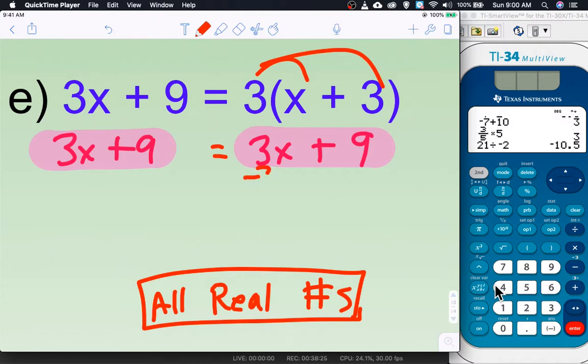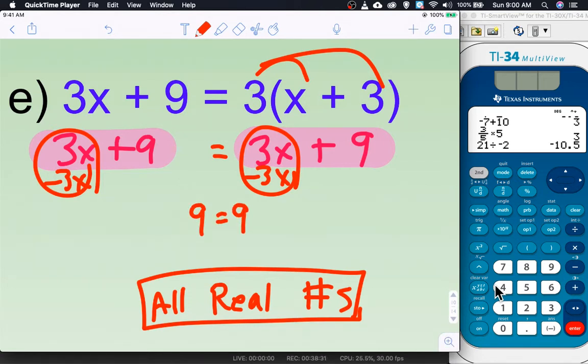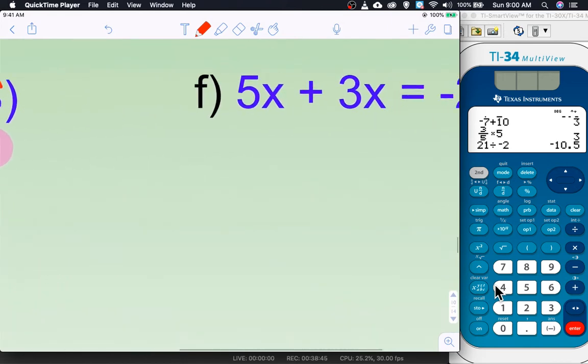Because we know if we subtract 3x here and we subtract 3x here, we're going to get 9 equals 9, which is true. So if you ever have an equation where both sides are identical, 100% the same, you'll know that it will have a solution, and every single number will be an answer. Both sides will always be the same.